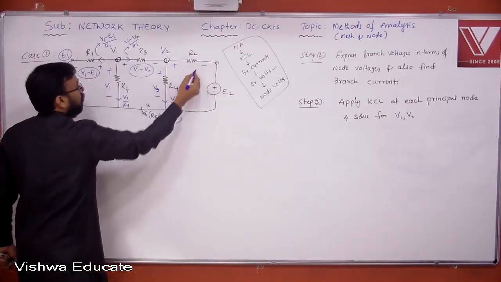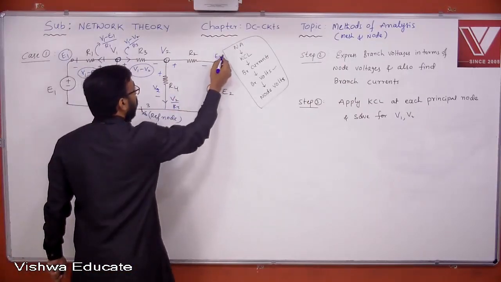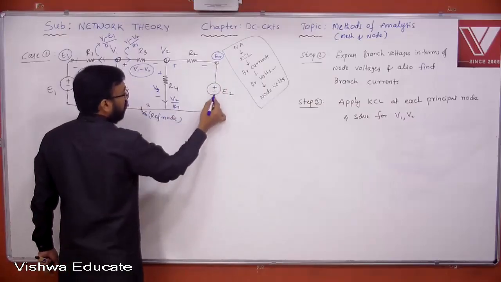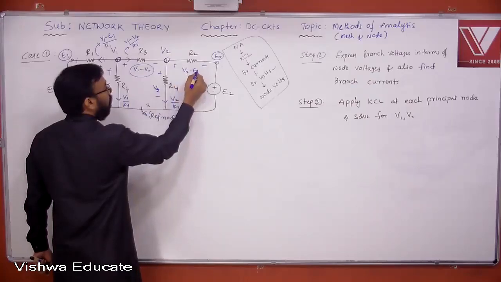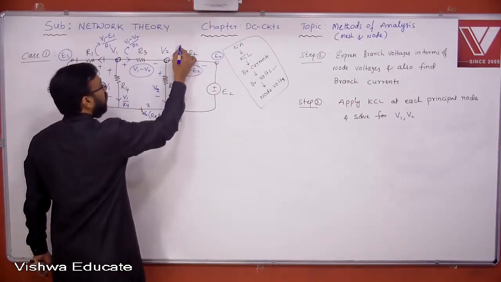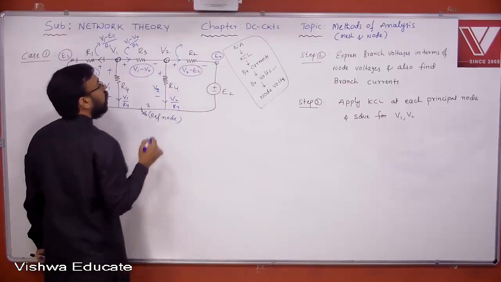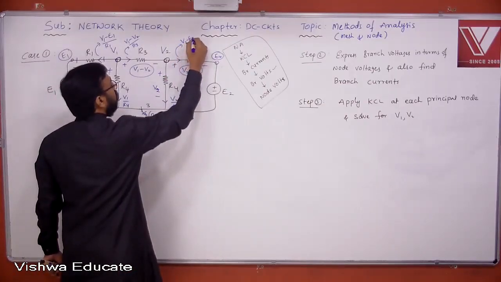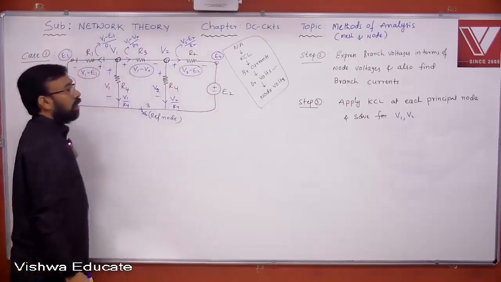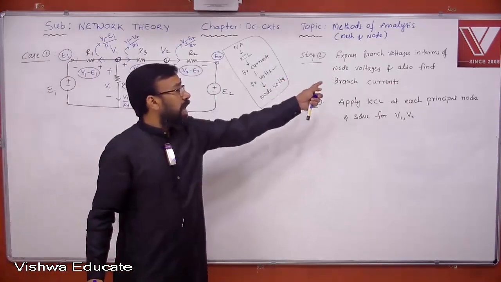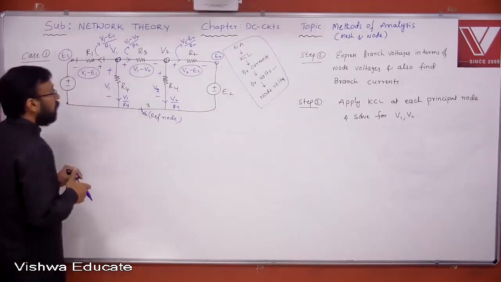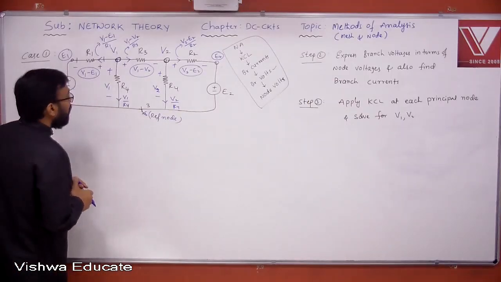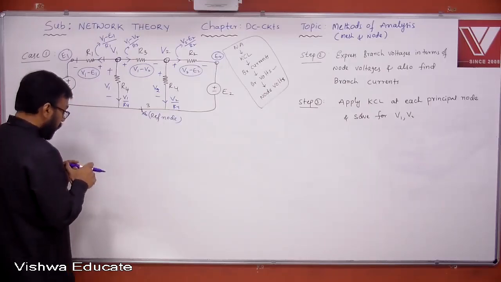Here, V2 minus E2, because this is operating at what? E2. If the negative side is 0, then the positive side you get E2, the same voltage. V2 minus E2. What is the current direction? Based on the polarity, the same, right? Therefore, V2 minus E2 by R2. This is nothing but execution of the second step, expressing the branch voltage in terms of the node voltage and also finding the branch currents. Yes or no? Okay. Then now let us apply the third step. Apply KCL at each principal node.